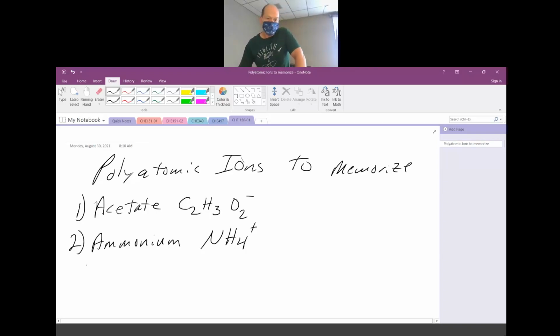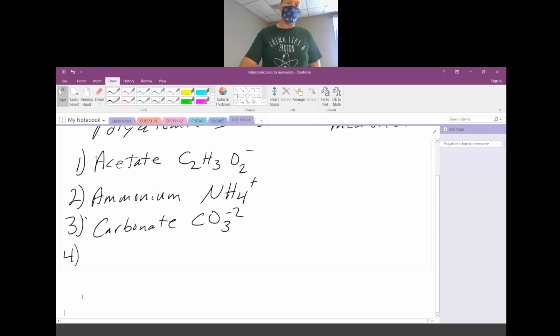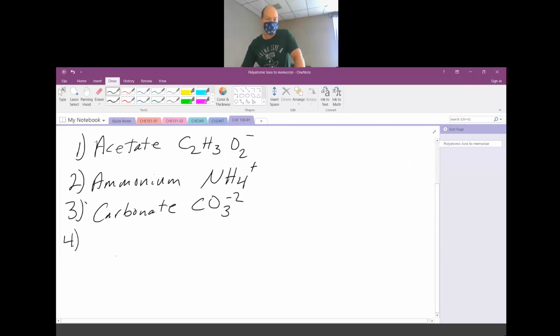Third one, carbonate. Carbonate is CO3 minus 2. Fourth one is chlorate, bromate, iodate. I put them together because you have your periodic trends. They're in the same column in the periodic table. And so you have your chlorate. I put it in there for chlorate. I could have put it in there for bromate, but I do it in the alphabetical order starting at the top of the periodic table.